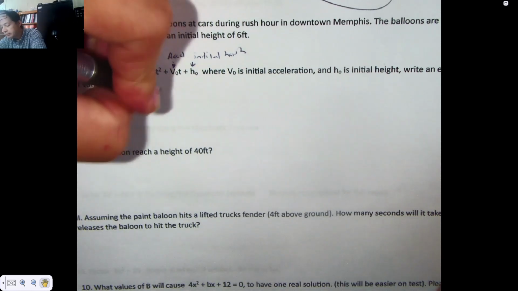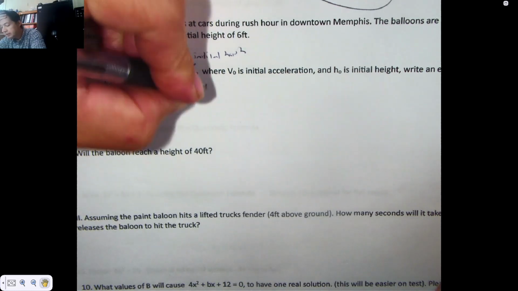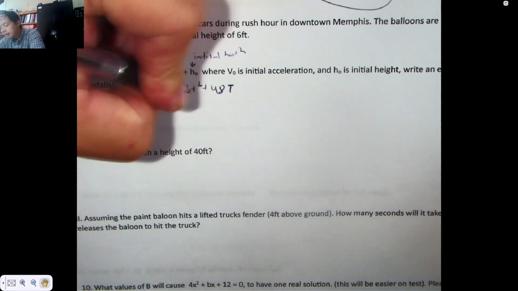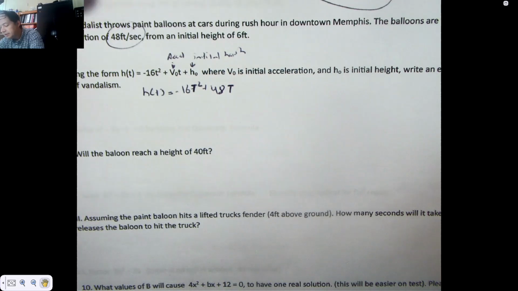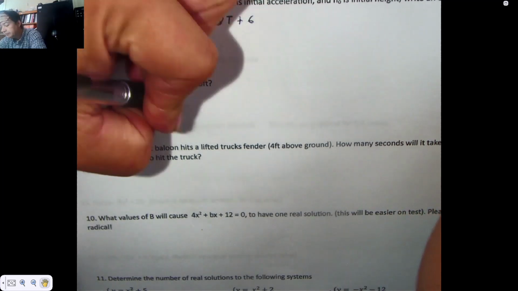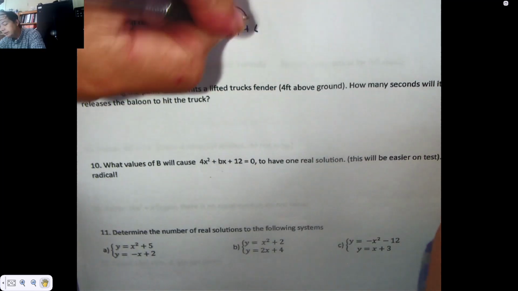So height as a function of time is negative 16t squared plus the initial velocity of 48t. Let me make these t's capital so they don't look like plus signs. Plus the initial height of 6. Ta-da! Will the balloon reach a height of 40 feet? So we're going to put a 40 in there. I think it will. And we're going to move everything to one side.